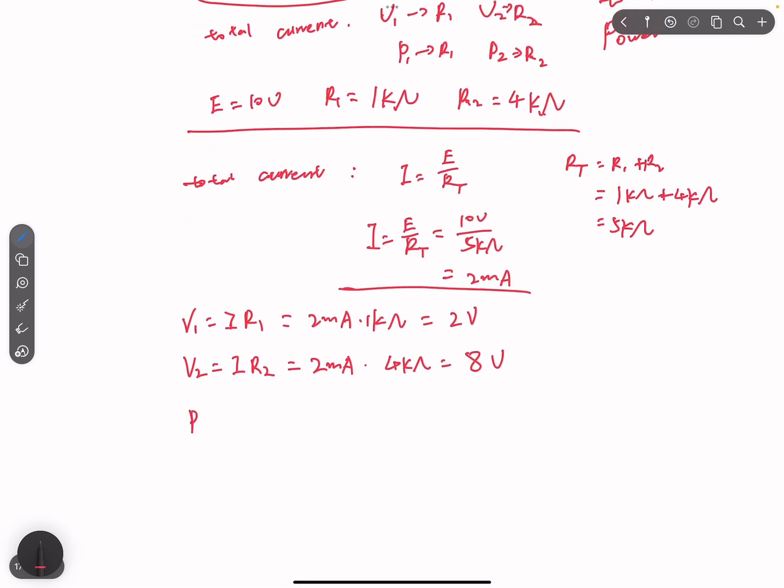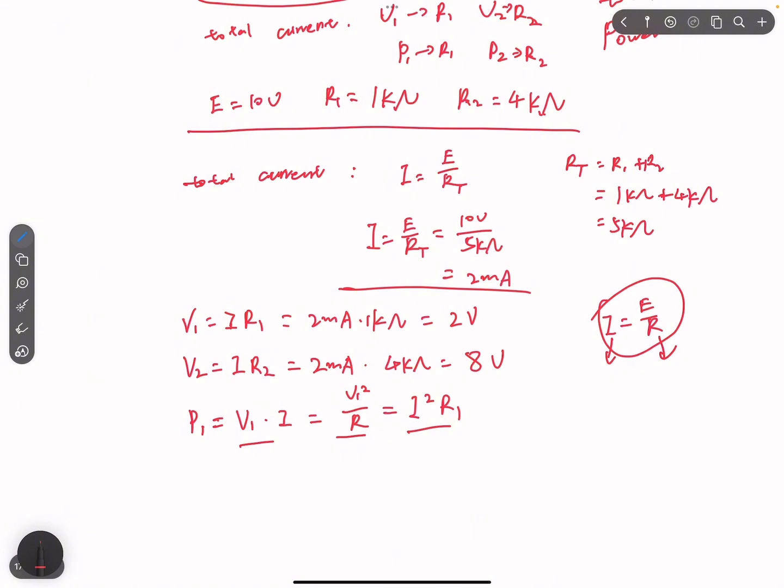For the power, P1 equals, there are different formulas, so we can use V1 times I. Also, we can use V1 squared over R. There's also another formula, I squared times R1. They all work because of Ohm's law, I equals E over R. So we can replace either one since we have I, we have R.